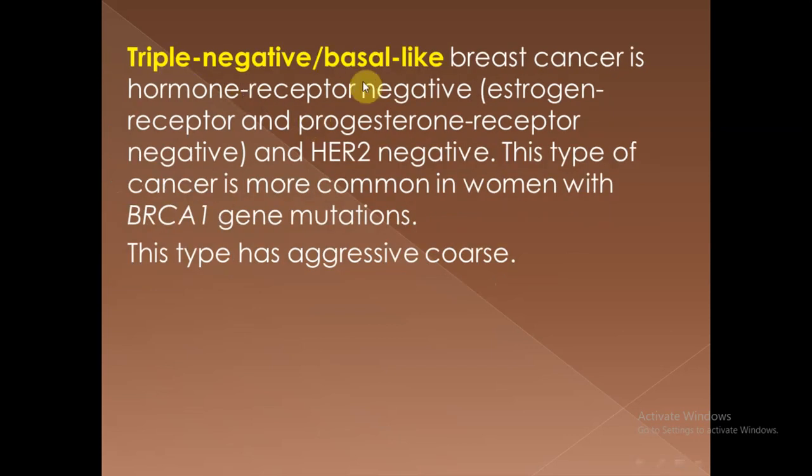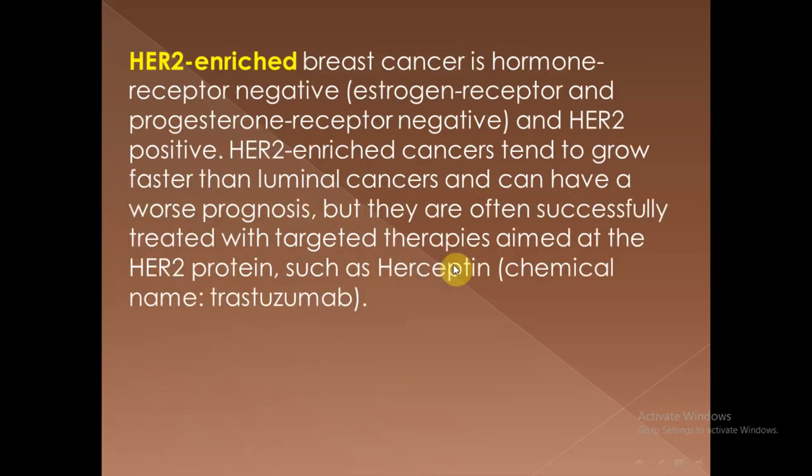A triple negative or basal-like type: here estrogen receptors, progesterone receptors are negative and HER2 negative. All 3 markers are negative. This type of breast cancer is more common with BRCA1 gene mutation. This type carries an aggressive prognosis.